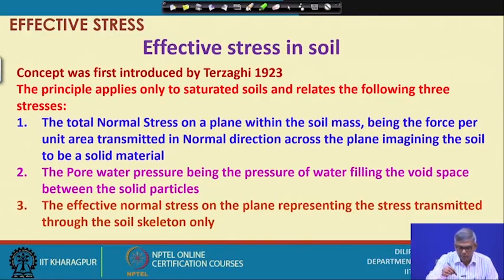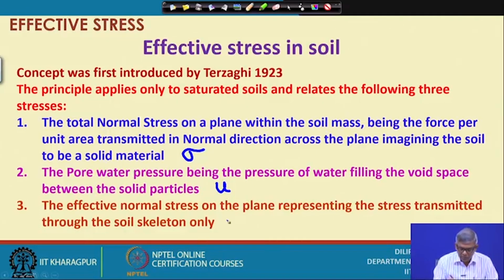If I take this as sigma and this as u, then the effective normal stress is a concept on the plane representing the stress transmitted through the soil skeleton only. That means in the soil skeleton there will be a number of contacts, and the force will be transmitted through the contacts only. So, that is the effective normal stress on the same plane we have imagined, but with the stress transmitted through the soil skeleton only. I will show the mechanism in the next slide.